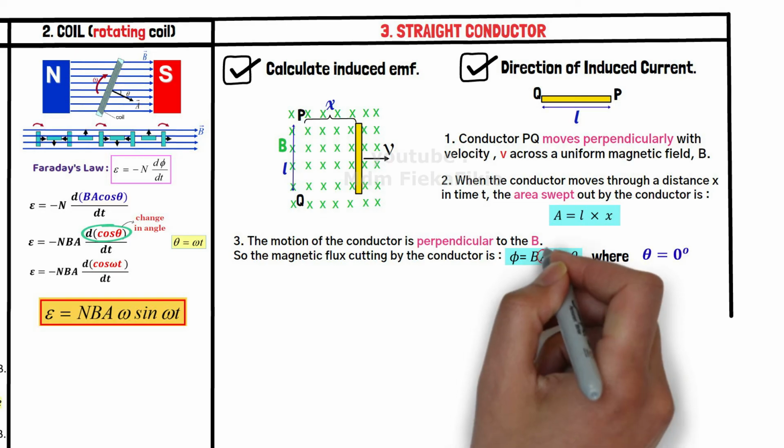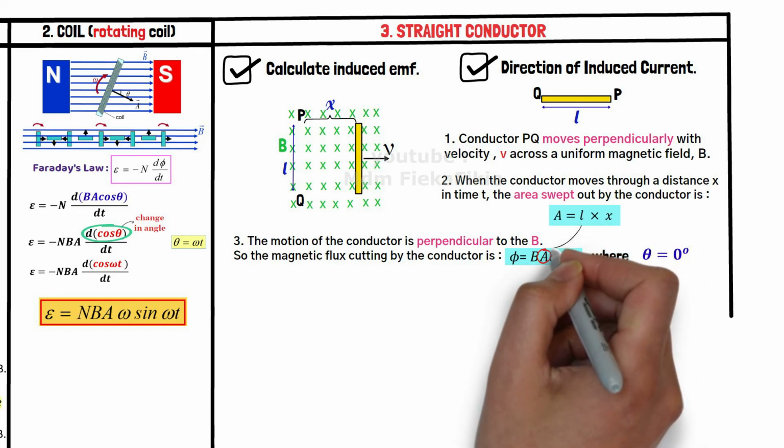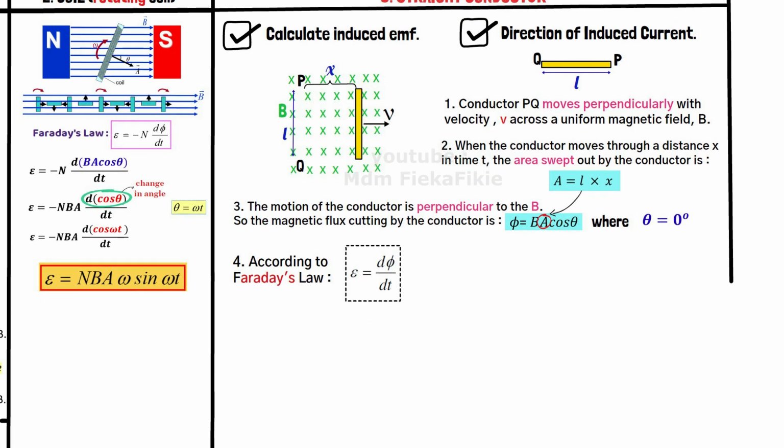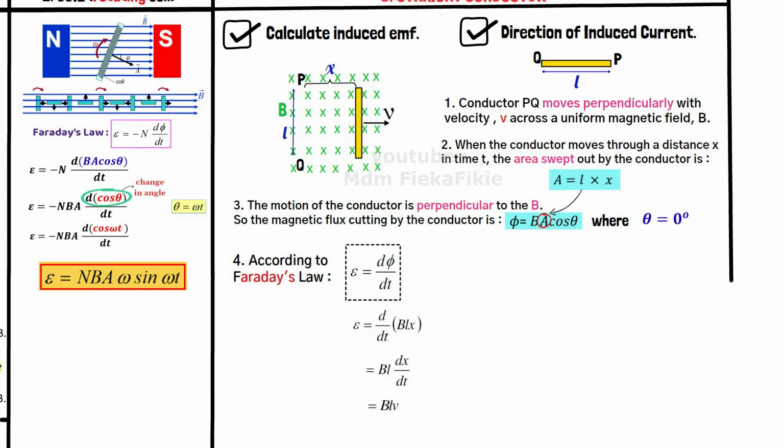So now when we substitute nilai A equal to Lx, kita boleh tulislah according to Faraday's law, induced EMF is equal to d phi over dt. So kita gantikan equation BA cos theta tadi, cos 0 is equal to 1, A is equal to Lx. So d over dt of BLx. So we try to rearrange. B and L are constant. Yang berubah adalah dx over dt, distance with time, where dx over dt is actually equal to V, iaitu velocity.